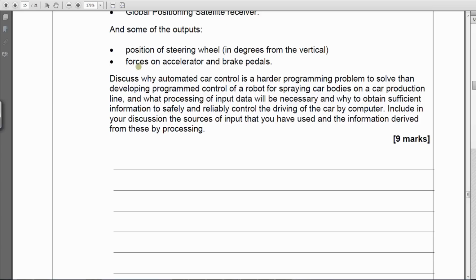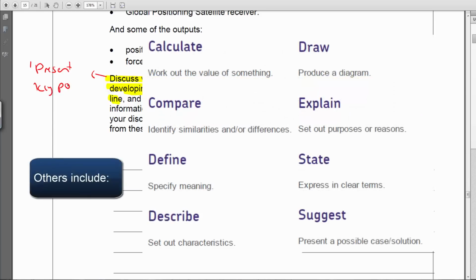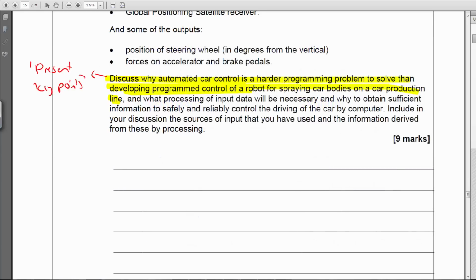So I guess this is going to be part 1 of the question. So I guess doing a bit of exam technique, when you see a discuss question, this is really presenting key points. So for this part, we need to essentially come up with some key points for why it's going to be harder to program a car than it is to program a robot for spraying paint on cars.